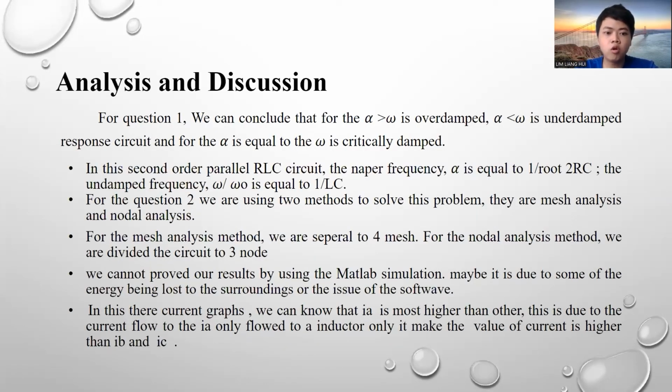Analysis and discussion. For question 1, we can conclude that alpha greater than omega is overdamped, alpha less than omega is underdamped, and alpha equal to omega is critically damped. In this second order parallel RLC circuit, the Neper frequency alpha is equal to 1 over 2RC. The undamped frequency omega is equal to 1 over root LC.